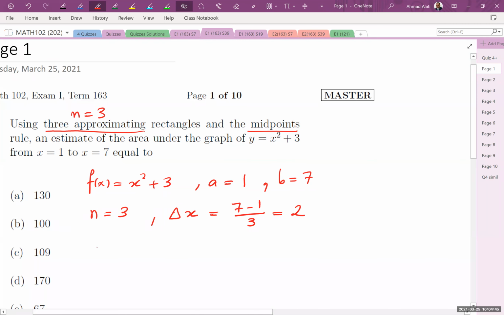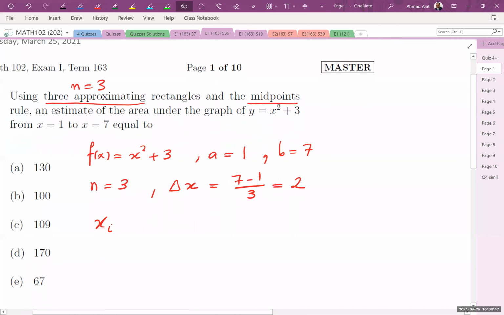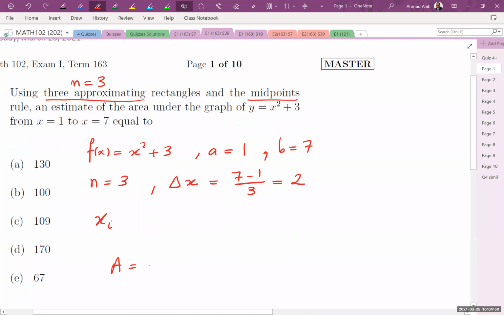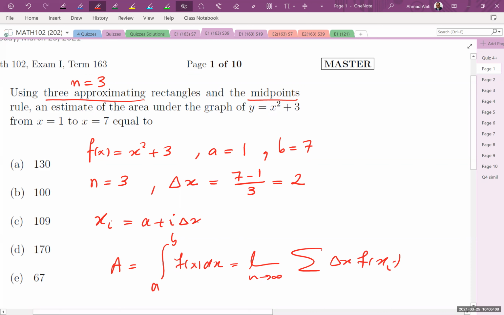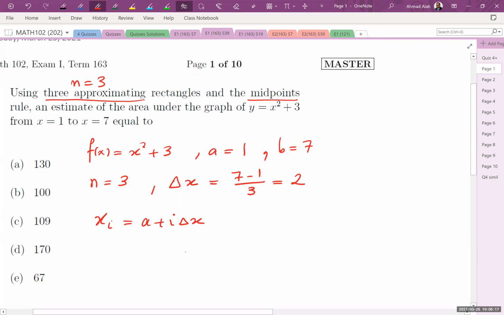In general, you need to find xi. Why am I doing this? Because you know, shabab, that the area is the integral from a to b of f of x dx. This is if you want to find it exactly, which is just the limit. By the definition, if it is positive, it is the limit of the sigma of delta x f of xi. So we need to find xi in general. Xi is a plus i delta x. But in such a problem, when n is given, when you have 3 or 4 rectangles, no need to find xi. You can find it, no problem.